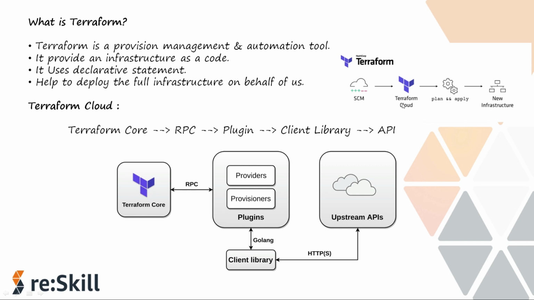And what is there in this Terraform Cloud? Here it is shown. The process of Terraform is that the Terraform core, via RPC, which is remote procedure call, calls the plugins, and those plugins contain all the providers and provisioners. Providers means AWS, Azure, GCP, and all those things. So via the RPC, the Terraform core connects to the AWS cloud on your behalf, with your credentials and all those settings.